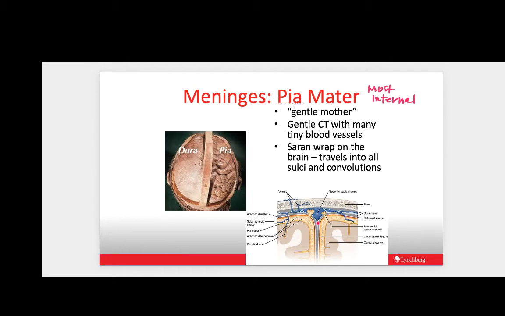And it actually is going to travel into all of the sulci and convolutions in the brain. So dura and arachnoid cover the brain like a blanket, while pia mater is actually going to dive down and travel into the sulci. Okay, it's a very delicate connective tissue, and it's highly vascular. It's got a lot of blood vessels located in it.